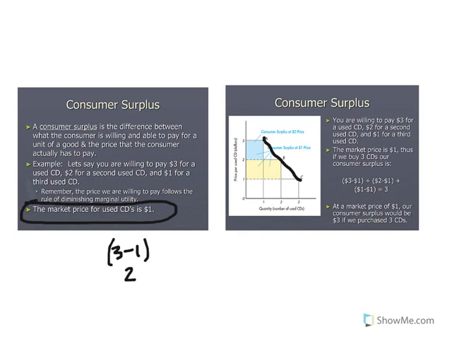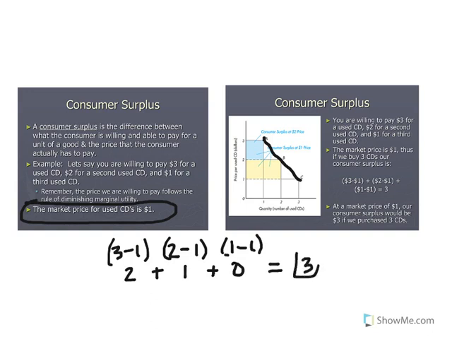For the second CD I would have purchased, based on my demand curve, I would have been willing to pay $2. But again, I only had to pay 1 because that was the market price. Therefore, I had a consumer surplus of $1 for the second CD. And then for the third CD, I would have been willing to pay $1, and I did pay $1. Therefore, my consumer surplus was 0. So my total consumer surplus when the market price of a UCD is $1 is 2 plus 1 plus 0, which is $3.